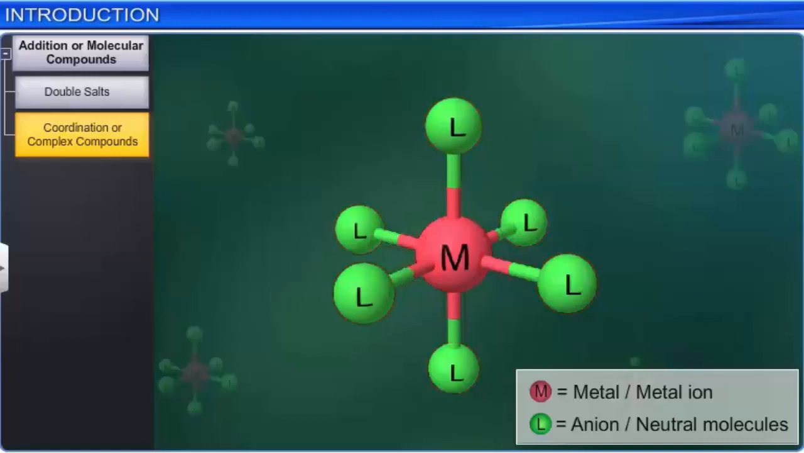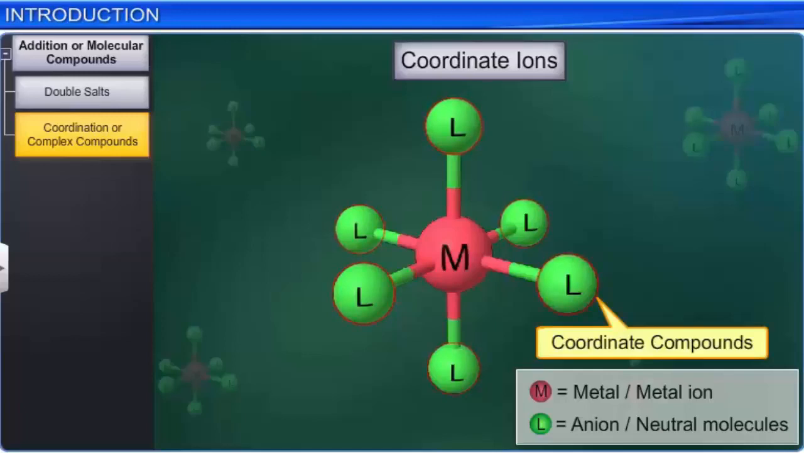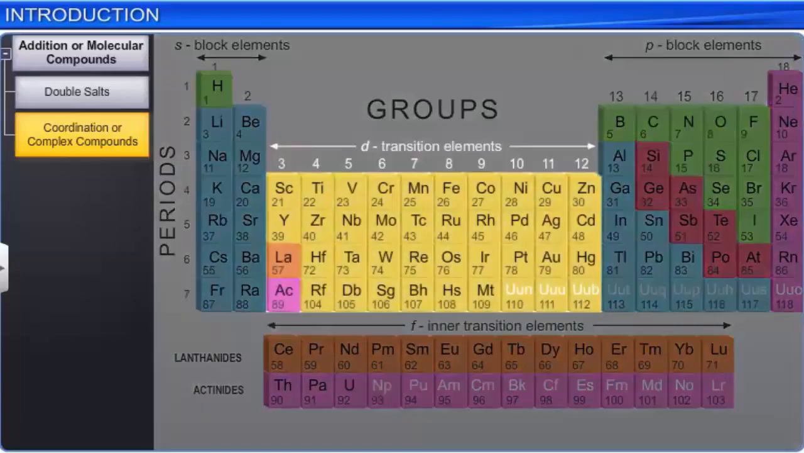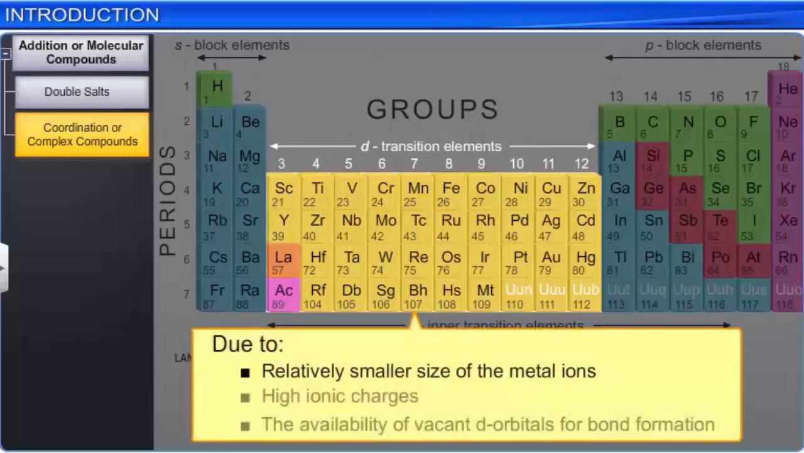Complex ions are also known as coordinate ions, and hence the corresponding compounds as coordinate compounds. Transition metals show a greater tendency to form complex compounds. This is due to the relatively smaller size of the metal ions, high ionic charges, and the availability of vacant d orbitals for bond formation.